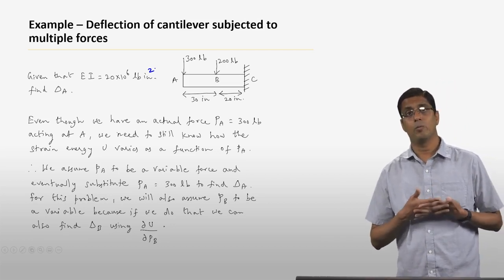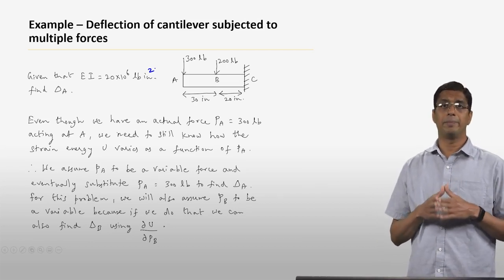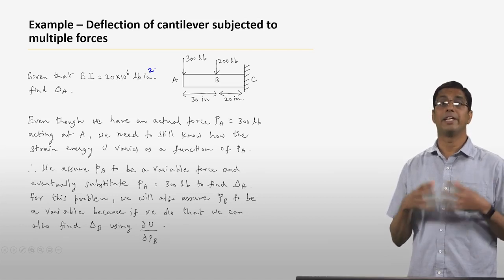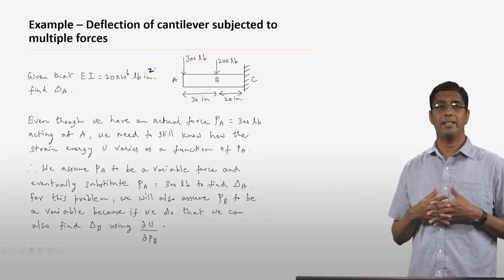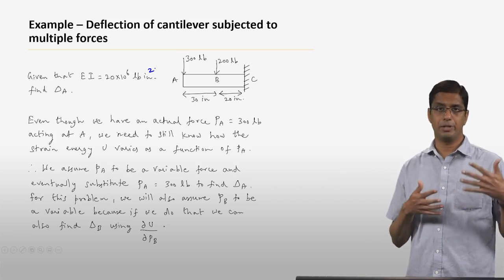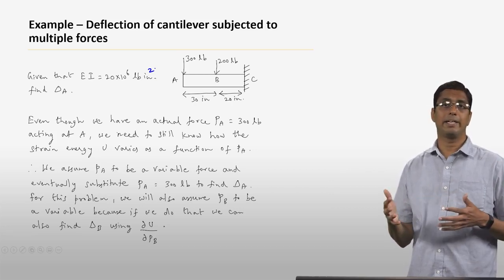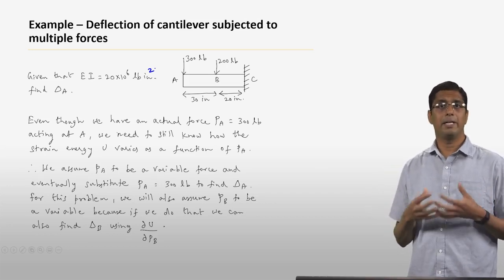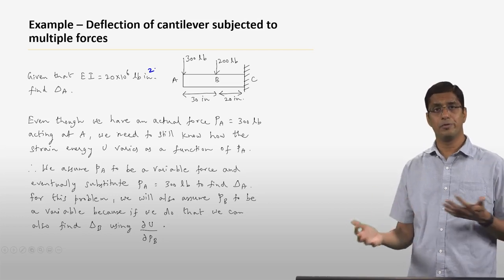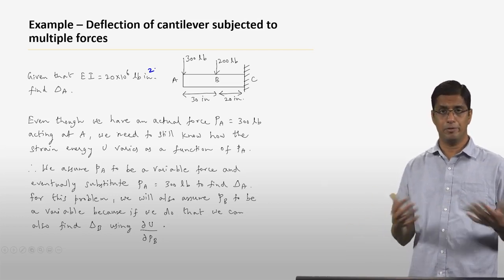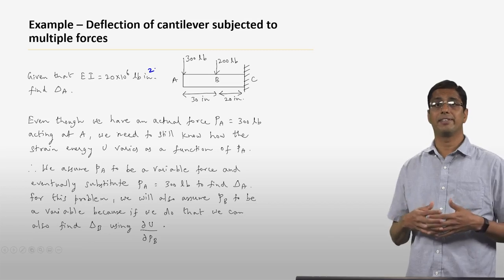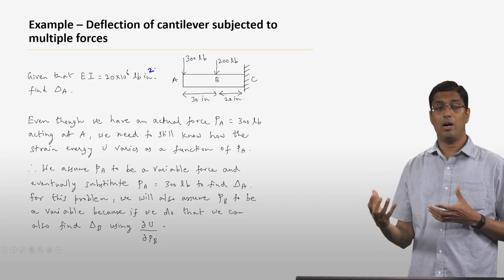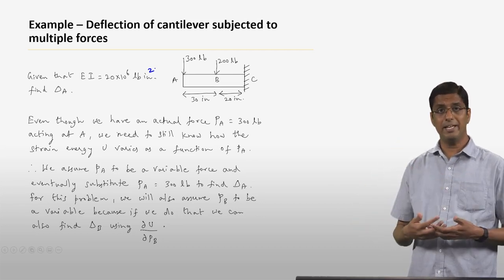In these cases, even though there might be an actual force acting at this point, you still assume that force is a variable force. So the force acting at point A is going to be PA, and the force acting at point B is PB. You can take PB to be a numerical value, but it makes sense to treat both forces at A and B as variable forces, because if you're interested in the deflection at point B, you can take the derivative of the strain energy with respect to PB and get delta B.